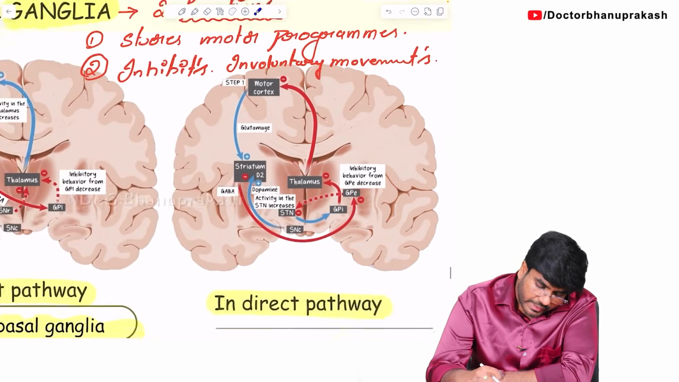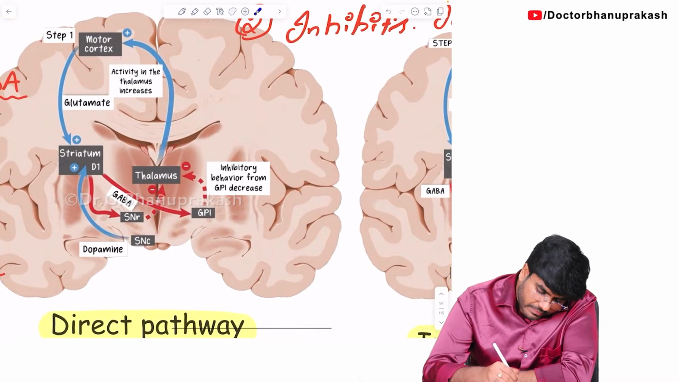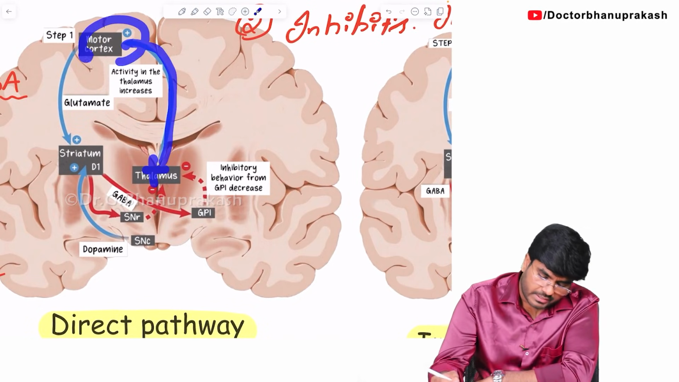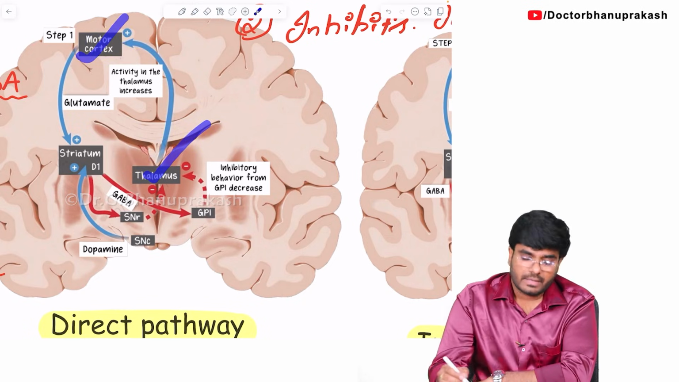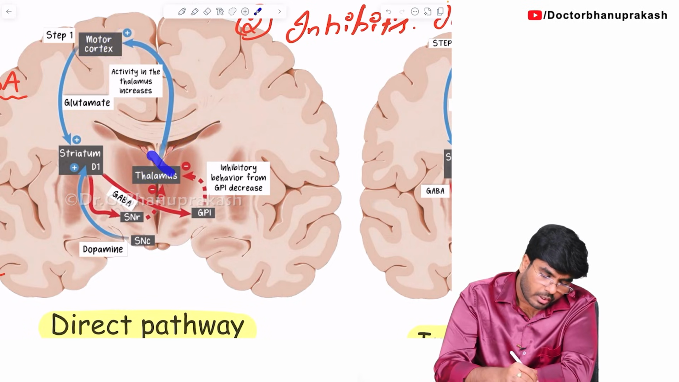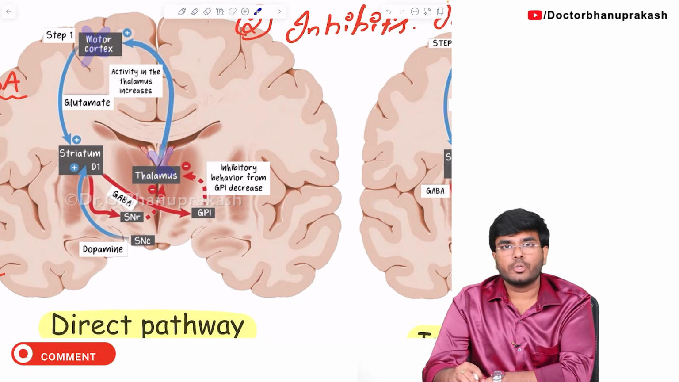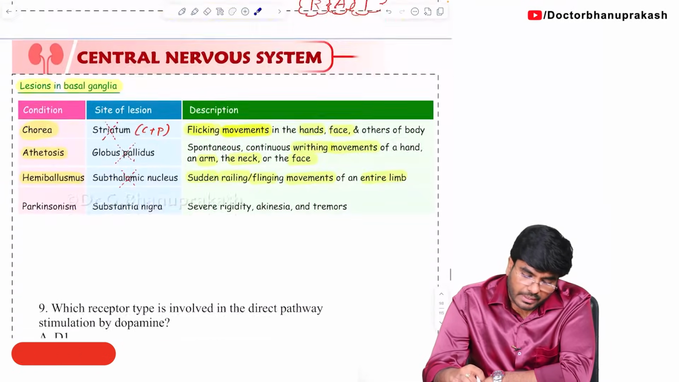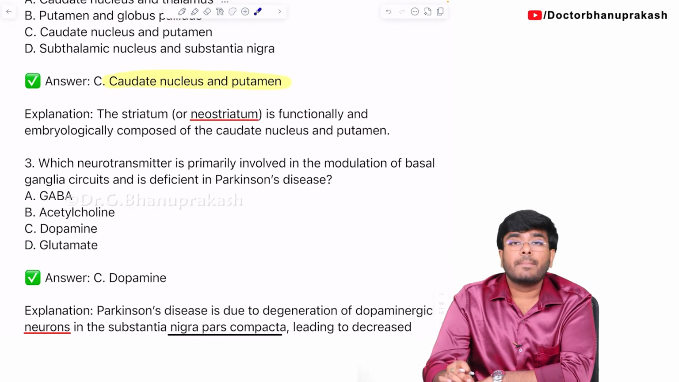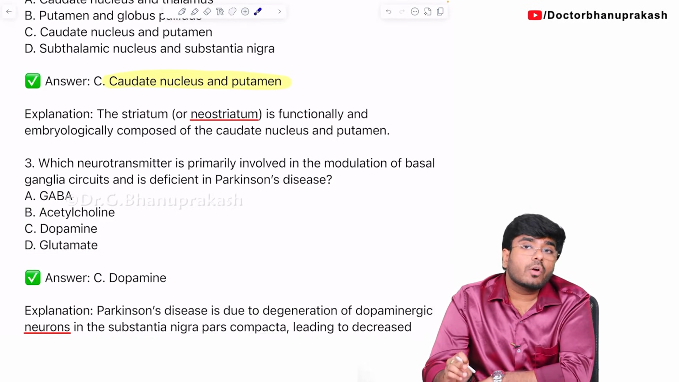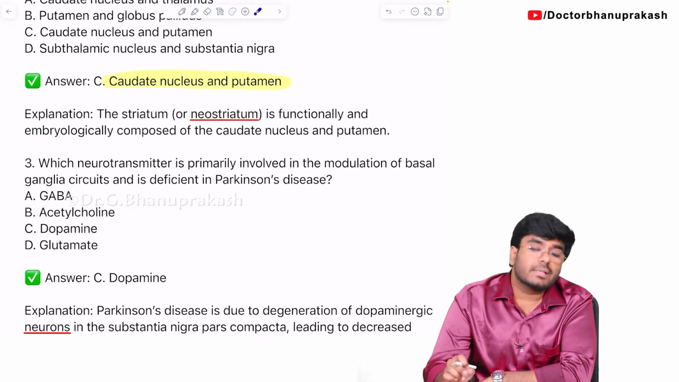Look at the direct pathway and indirect pathway, what is happening? When the thalamus is activated, it's the thalamus which will come and activate the motor cortex. When the thalamus is inhibited, the motor cortex will be inhibited. That is what I want you to understand. So what is the main inhibitory signal? The main inhibitory signal is substantia nigra pars reticulata along with globus pallidus internus.